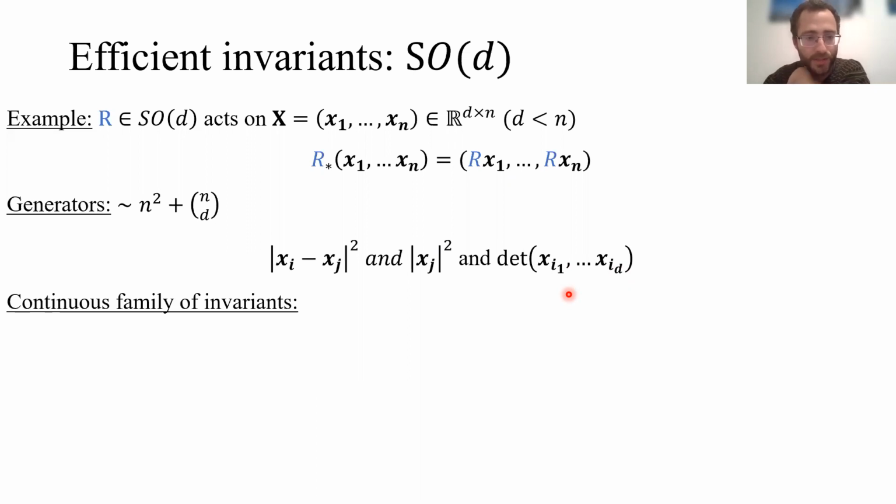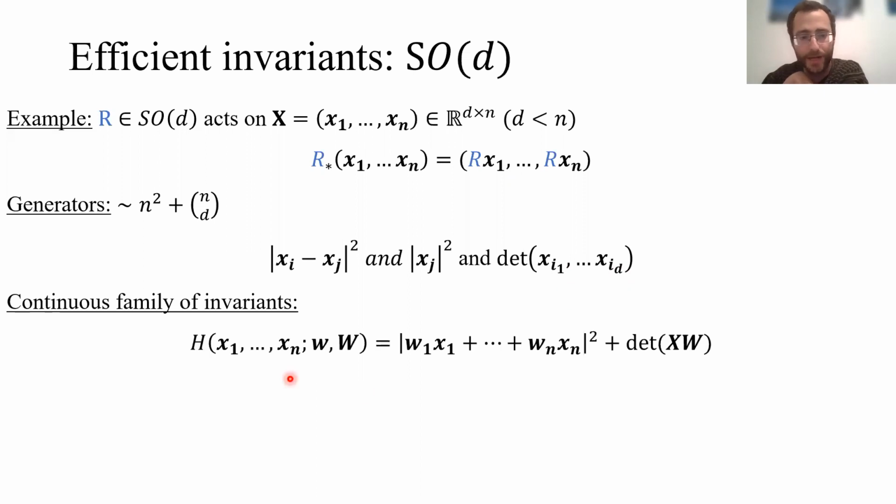And our methodology to do that is to try to look for a continuous family of invariants, which often you can build from these generators too, in a way. Okay, we're going to define this new parameterized function, where we take linear combinations of the points and take their norms. That corresponds to what we have here. And we take determinants of the matrix X multiplied by some weight matrix W. So the point is, for any choice of the parameters, little w and capital W, this thing is also an invariant.